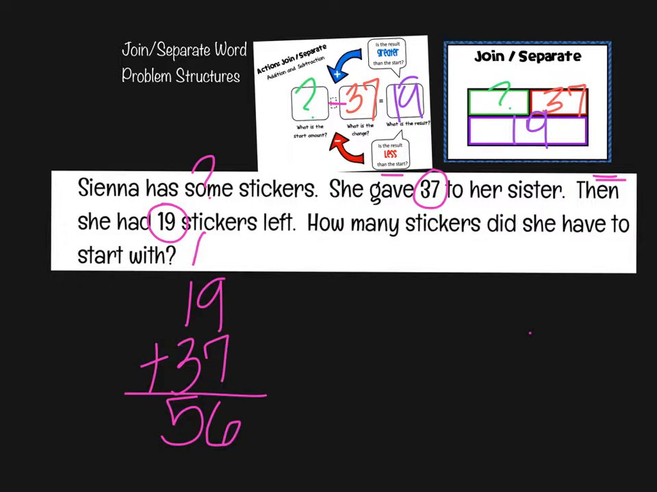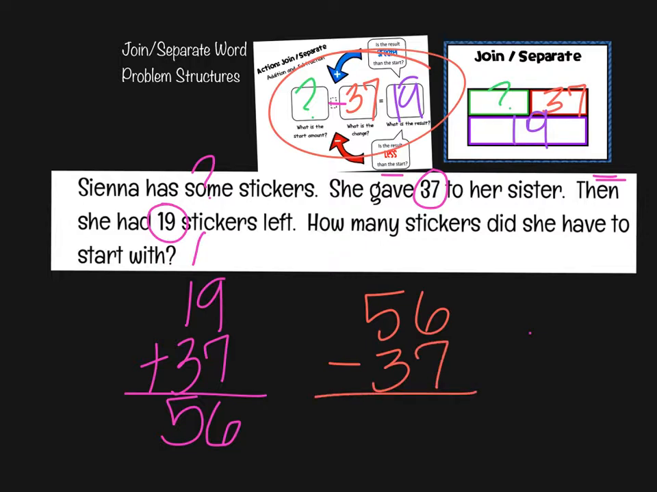Now, just to prove that we're right, what I'm going to do is exactly what it says right here. I'm going to do 56 take away 37, and I should get the answer of 19. And if I do, then I know I'm absolutely correct. So let's do this. Let's prove it.